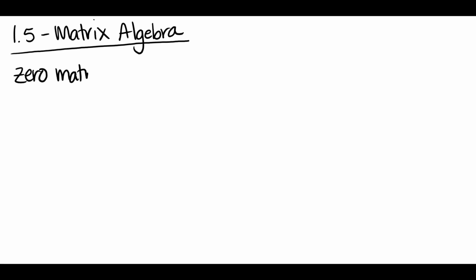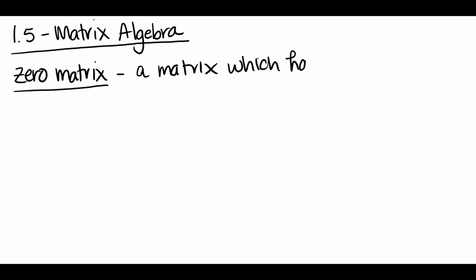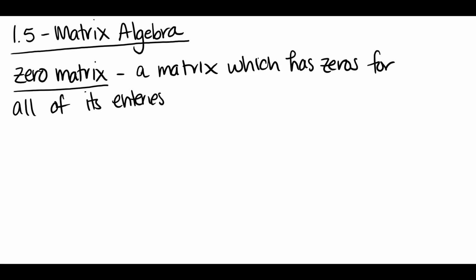In the real numbers, zero is quite important, right? We care about zero a lot. It's the additive identity, which means if I add it to any real number, it stays the same. As opposed to one, which is the multiplicative identity, because when I multiply any number by one, it stays the same. So the zero matrix is just a matrix which has zeros for all of its entries. So every entry is zero.